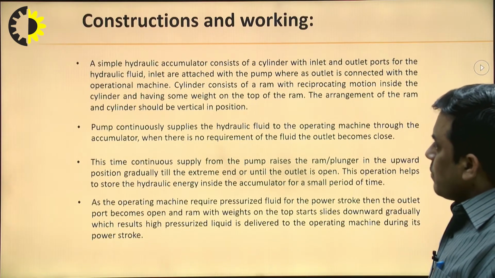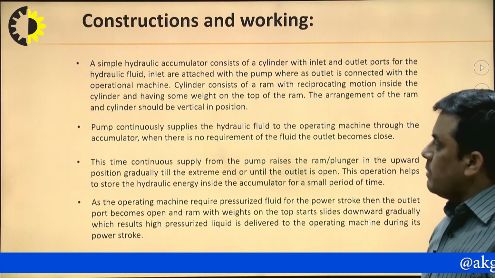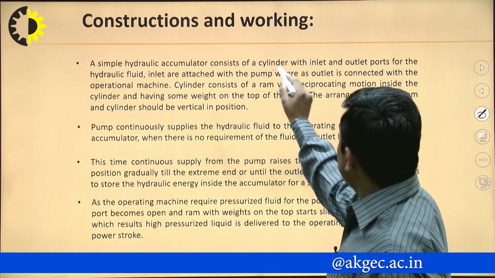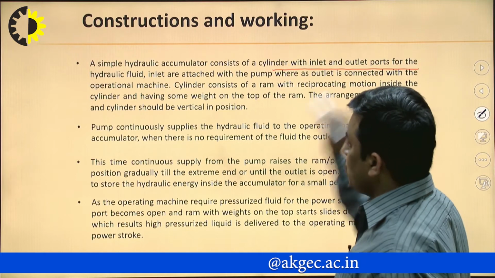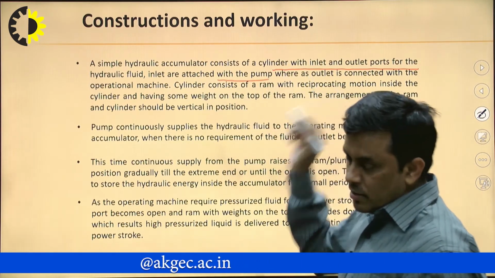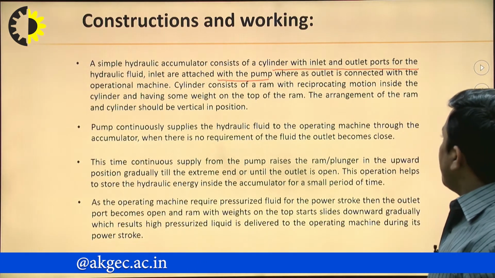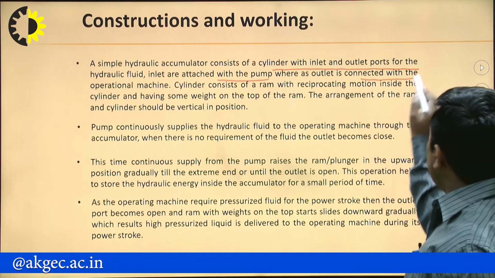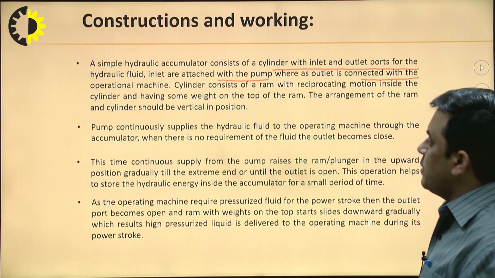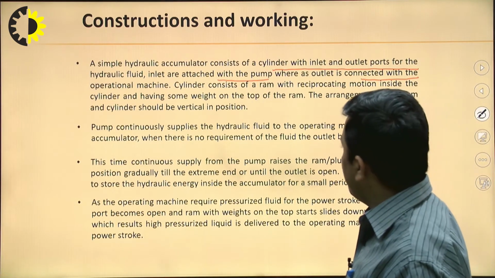Construction wise, it's a very simple arrangement. A simple hydraulic accumulator consists of a cylinder with inlet and outlet ports for the hydraulic fluid. The inlet is attached to the pump, since the supply is coming from the pump, whereas the outlet of the hydraulic accumulator is connected with the operating machine. It may be either a lift, a press, or a hydraulic crane.